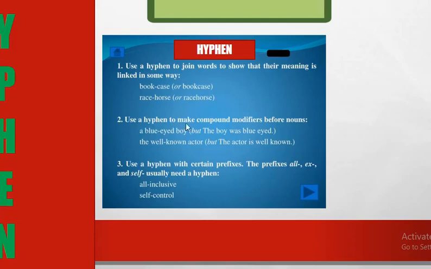We also use a hyphen to make compound modifiers before nouns. A blue-eyed boy, but the boy was blue-eyed. The well-known actor, but the actor is well-known. We also use a hyphen with certain prefixes. The prefixes all, ex, and self usually need a hyphen. All-inclusive, self-control.